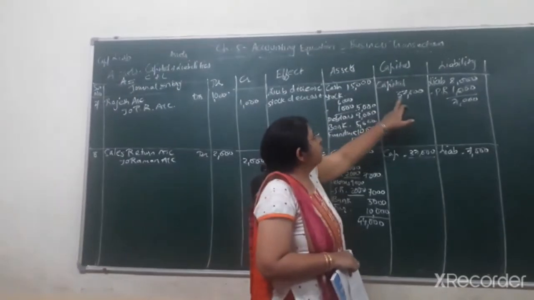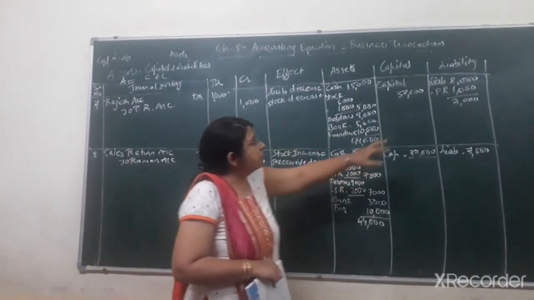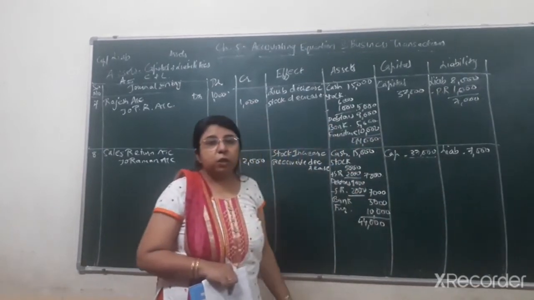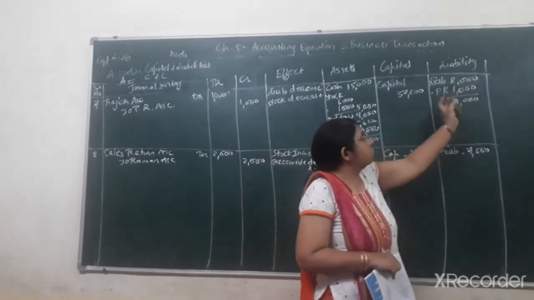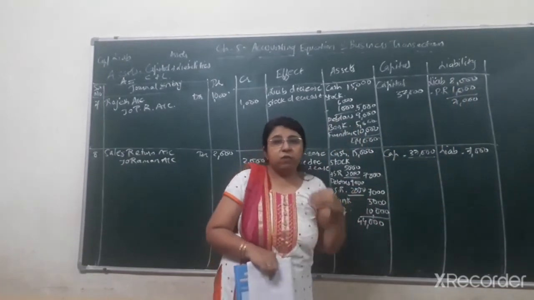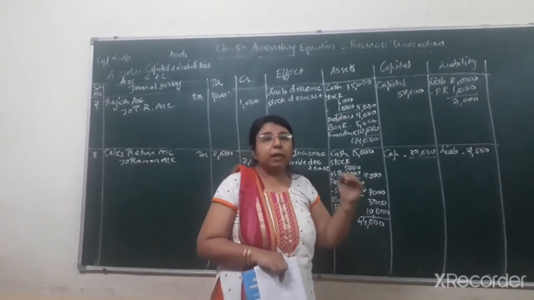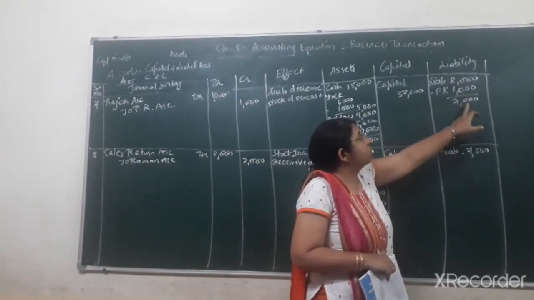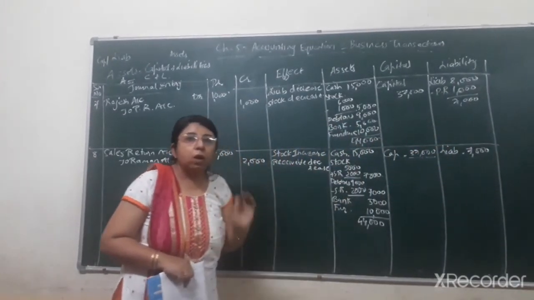Now for capital, that would be 37,000, the previous balance as it is. Then in liability, previously the amount we had to pay to Rajesh was 8,000. Now out of that 8,000, we have returned goods worth rupees 1,000 to Rajesh. So similarly the liability would be reduced by rupees 1,000. So 8,000 minus 1,000, now the liability would be only rupees 7,000 to pay to Rajesh.